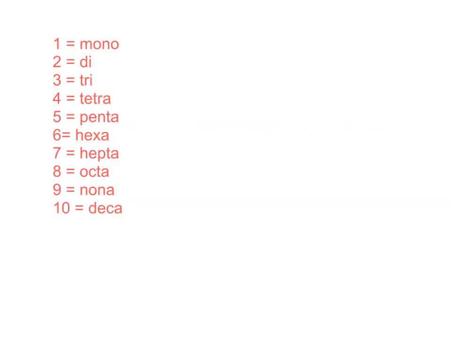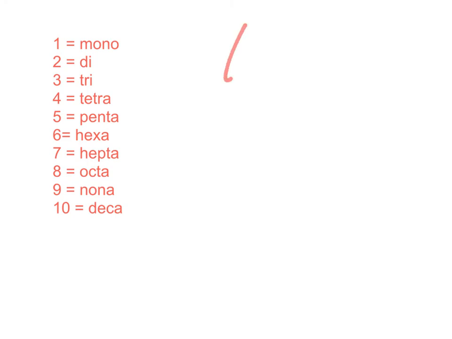Okay, so we have to know these numerical prefixes. If we have 1 atom of something, it's mono, 2 becomes di, 3 is tri, 4 is tetra, 5 is penta, 6 is hexa, 7 is hepta, 8 is octa, 9 is nona, and 10 is deca.